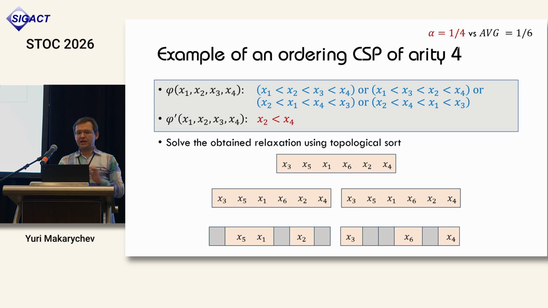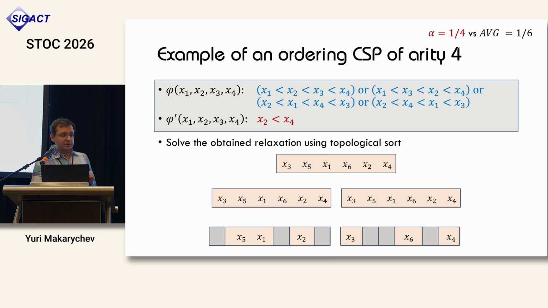So this is an ordering CSP of arity 4, which we saw before. And it's not hard to see that if phi is satisfied, then x2 is less than x4. So this phi prime is a valid relaxation. And moreover, it's polynomially tractable, and we can actually solve it using topological sort. So we get this solution. Let's say we get this solution, right?